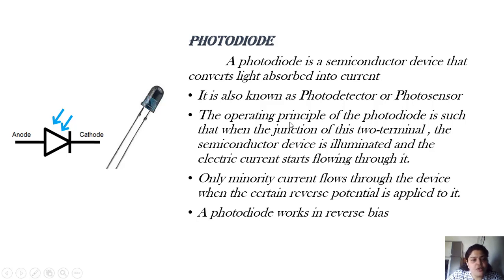This is the symbol of a photodiode. A photodiode is represented by a triangle. The triangle means the anode, or the positive terminal, and this straight line here indicates the cathode. The two inward arrows in the symbol indicate that light is being absorbed. This indicates that light is incident on the photodiode.